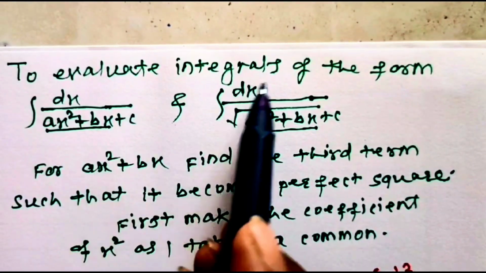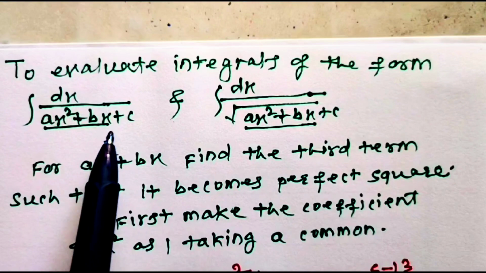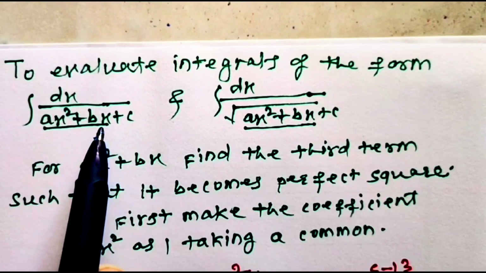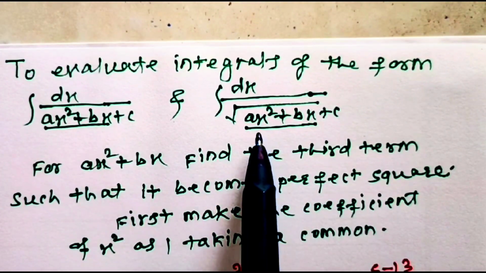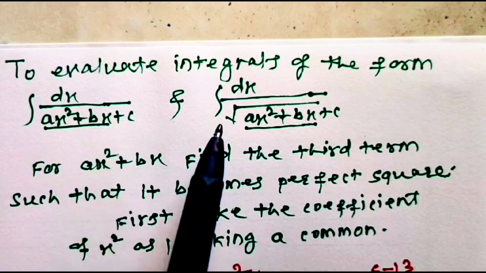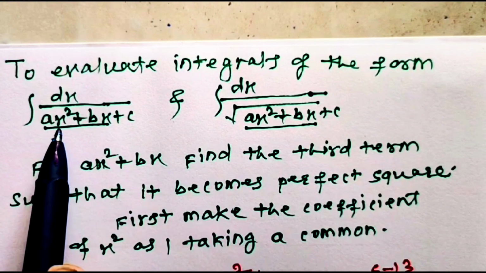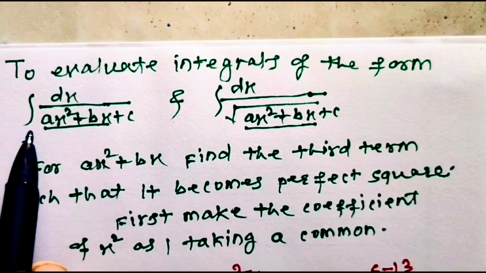Let us evaluate integrals of that form. Integral of dx upon ax square plus bx plus c, means the denominator is a quadratic polynomial, and integral dx upon square root of the quadratic polynomial ax square plus bx plus c. When such types of integrals are there, then what do we have to do? First of all, make the coefficient of x square 1 by taking the coefficient of x square common from the denominator.